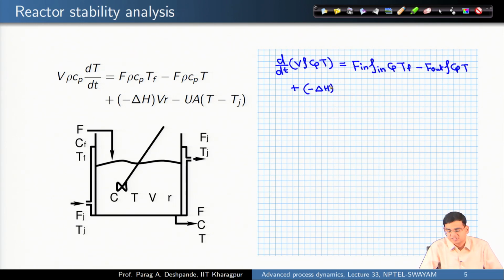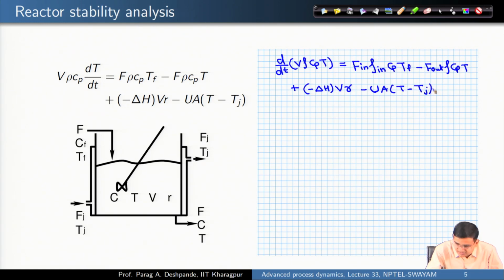if the reaction is expressed in terms of per unit volume, then V multiplied by R, where R is the rate of reaction. So, this is the energy change because of the reaction. Now, you have a jacket, and across the jacket you have the energy change. So, therefore, this is given as minus U A (T minus T j).